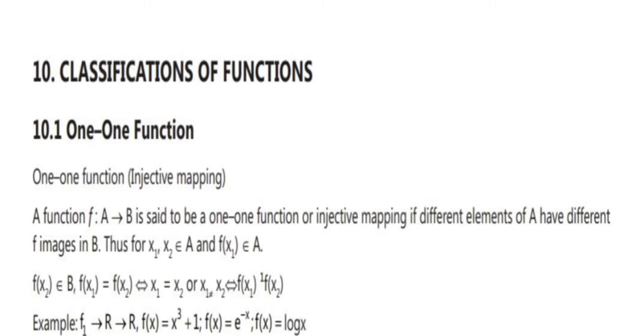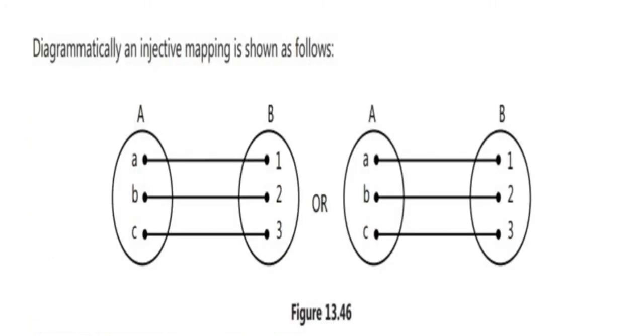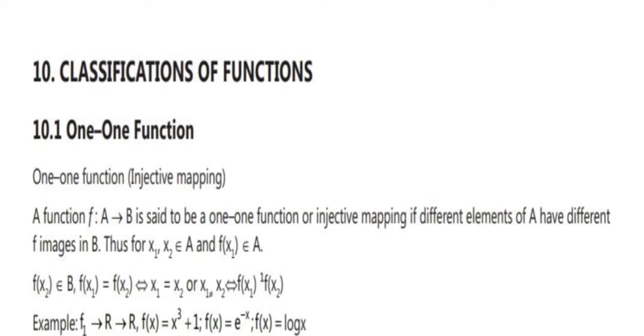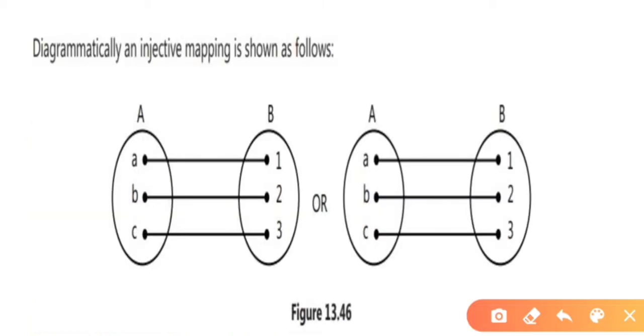Better we go to the next slide. There is an image there. See, diagrammatically an injective function can be shown as follows. In this first arrow diagram, the domain consists of a, b, c, and the codomain consists of 1, 2, 3, or a, b, c in the second set. Here both are the same, right?